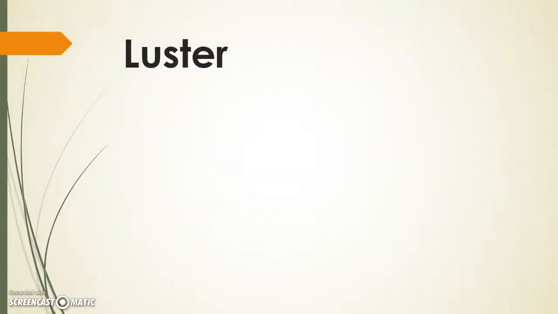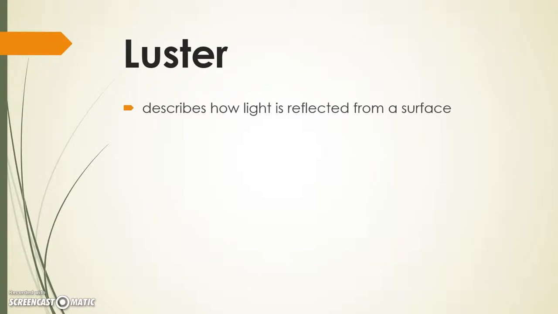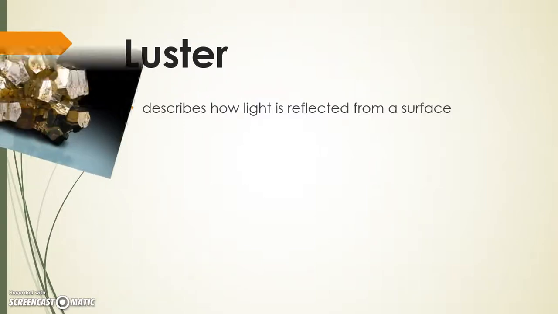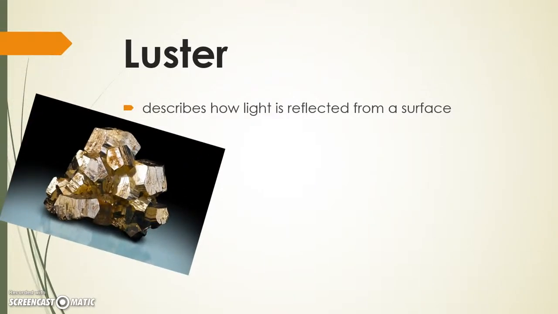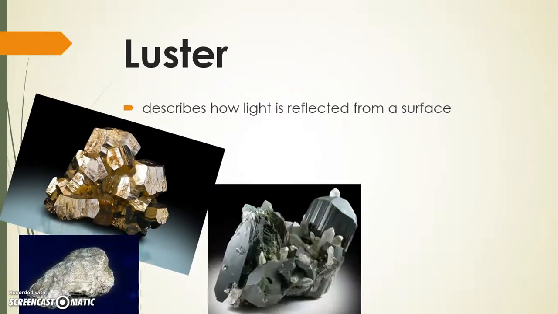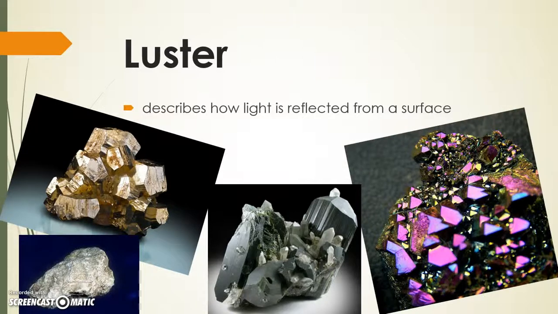Another property is luster, and that's how light is reflected from the surface. So it can be completely reflected, or it can be absorbed, so not reflected at all. So we have what we consider to be metallic lusters or non-metallic lusters. And obviously all the ones you see here are quite metallic.